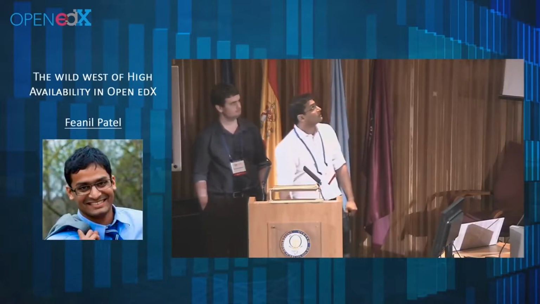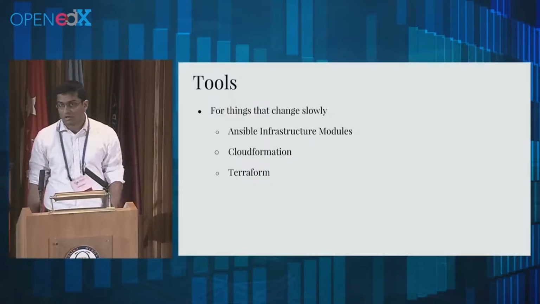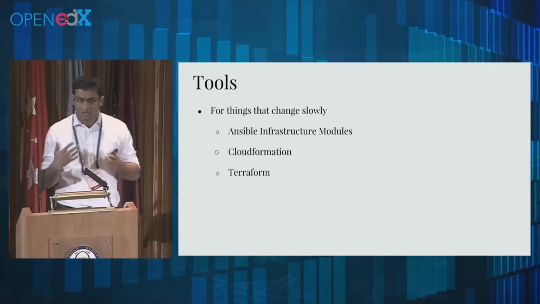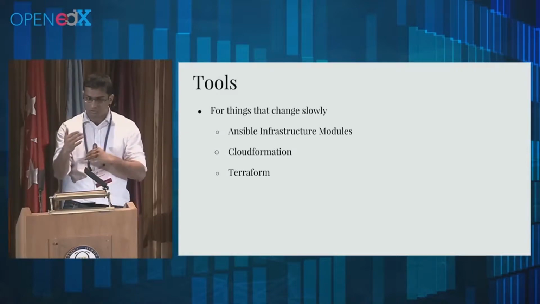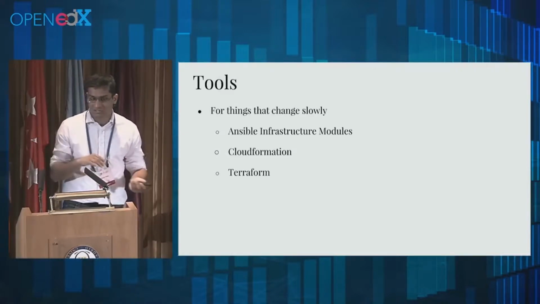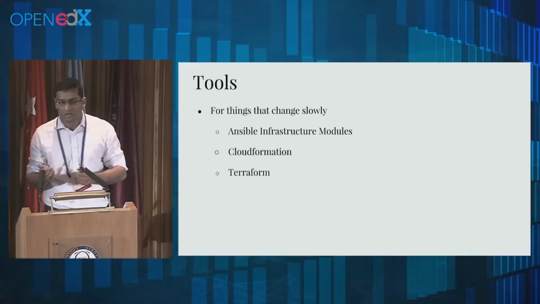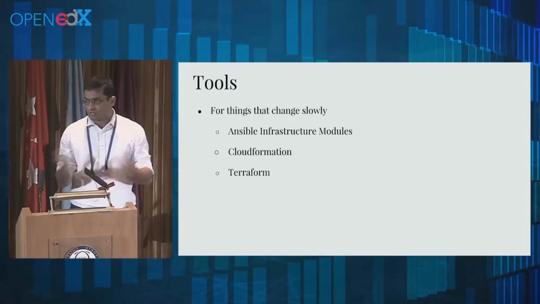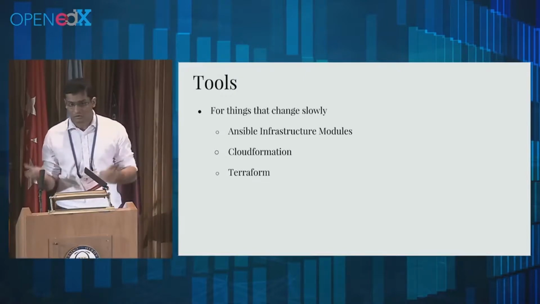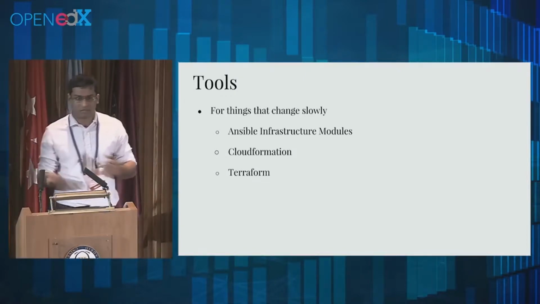So let's talk about tools. The way I like to think about the infrastructure is in two different ways. One is things that change slowly, and the other is things that change quickly. For things that change slowly, think of things like your subnets and your networks and your security groups and sort of routing layers.